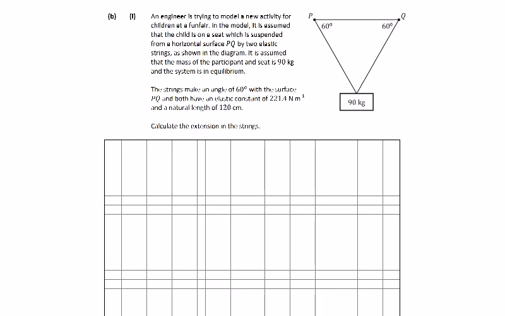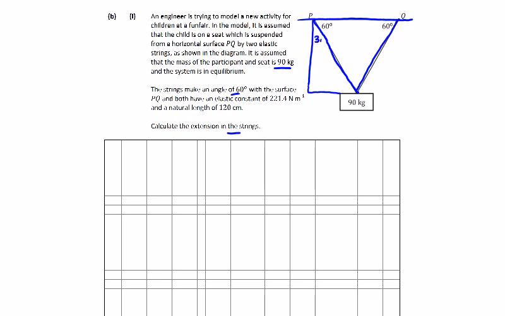Part B, we have this model and we have two strings, one from here to here and one from here to here. PQ is a horizontal surface. Don't get confused. We're looking to find the tension in the strings, and we're given that the participant is 90 and the string makes an angle of 60. So let's look at our forces here, horizontal and perpendicular forces.